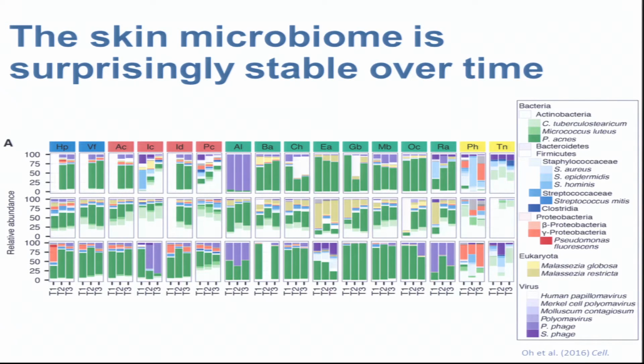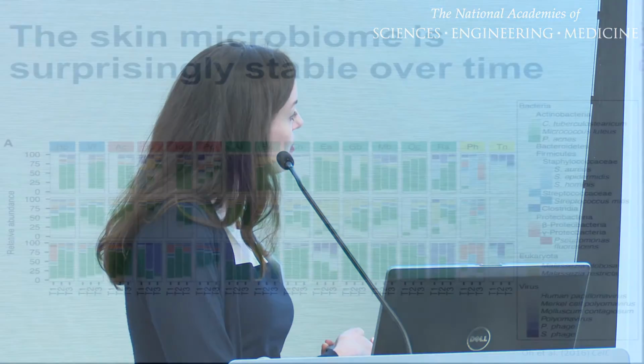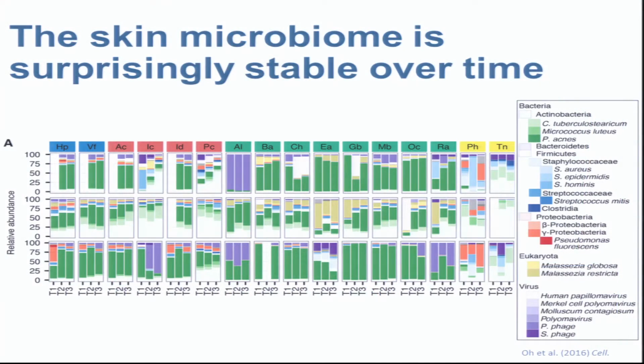But each of these boxes is a person. And you can see that over time, it seems like there is quite a bit of stability, for example, in comparing T1, T2, and T3, which are the time points over the course of 2 years. And this is again at a handful of different skin sites.